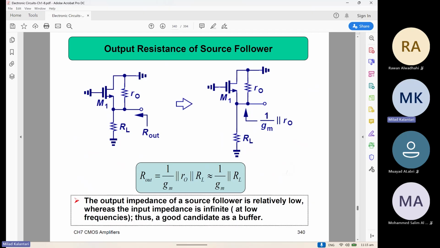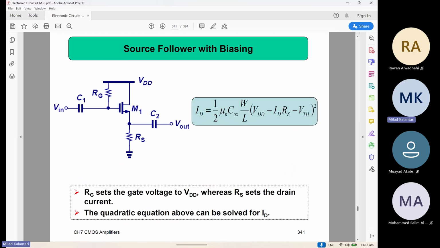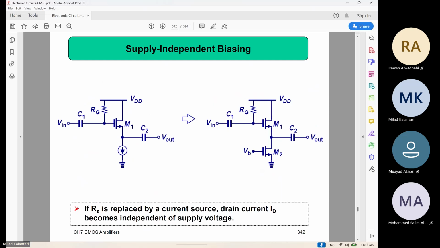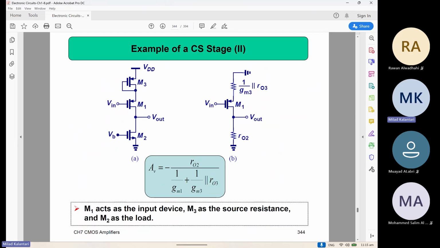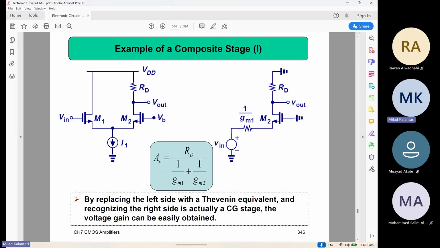Okay, so here are some examples. We are showing the source follower with biasing, just different configs and different loads. All of the loads are based on the transistor. So if you want to solve it, you just need to model it with the correct small signal model. So I want to give this as a practice for you.